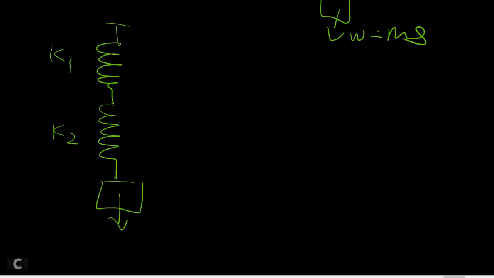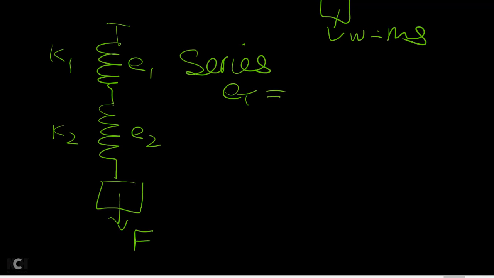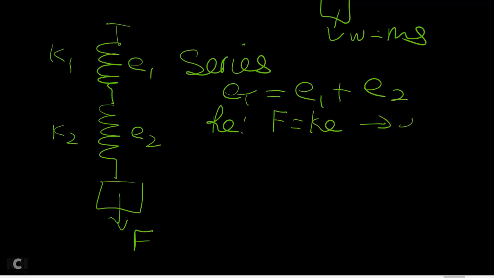So here I could apply, let's call it deforming force F, right? Now in series, we're going to consider that the force F is applied to each spring, the same force that is. So the total extension is equal to e1 plus e2. But we're going to recall Hooke's law. So if F is ke, it implies that e is F over k. So the total extension will be the force over the net spring constant.